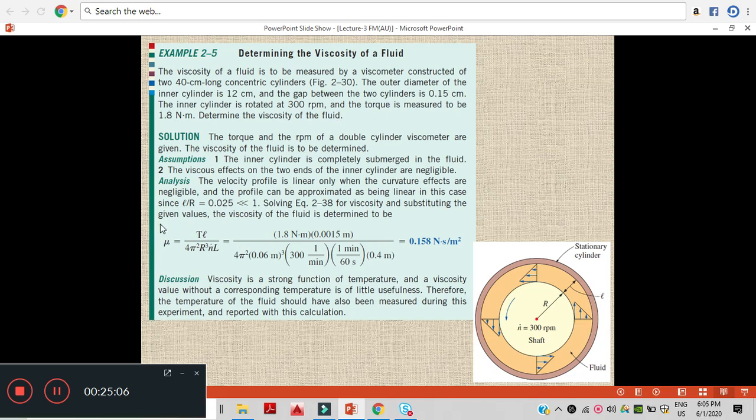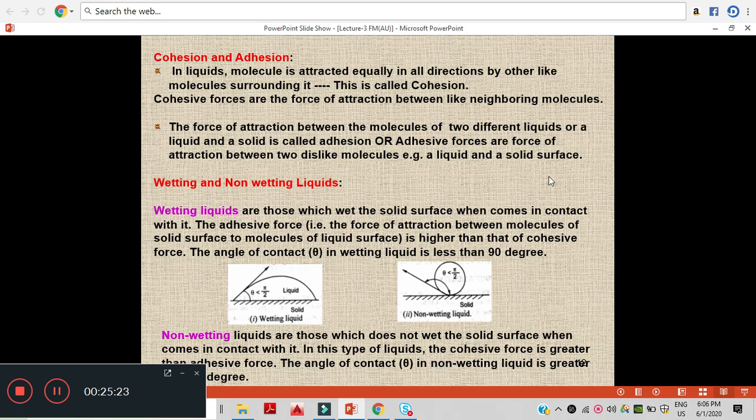So we know the formula of it. The torque is given, the length is given, the rpm is given, the r is given, all the data are given here. So we just need to insert the values, and we can calculate the viscosity of the fluid.